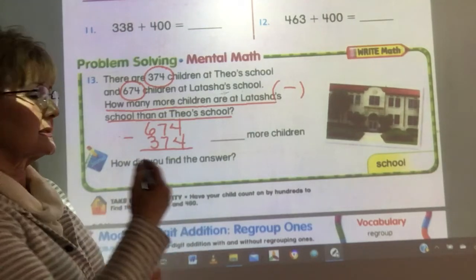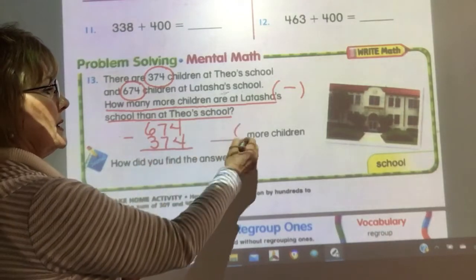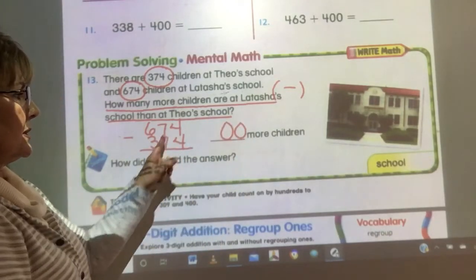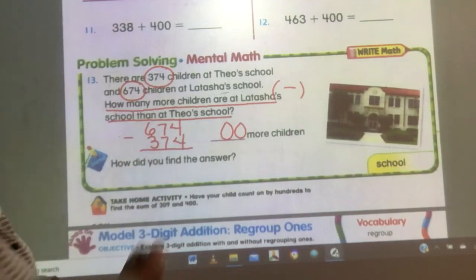Well, what they're telling us is, if you count backwards from 674 to 374, you're going to get a number that ends in 2 zeros. And what's the difference between 6 and 3? 3. So you have 300 and more children.